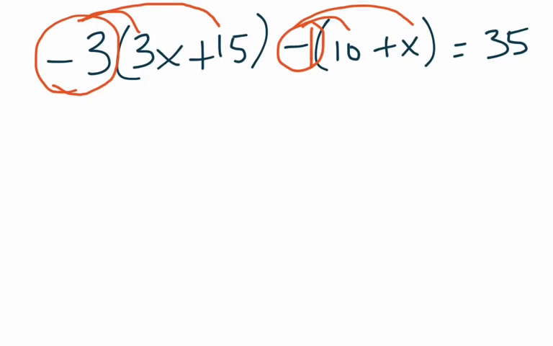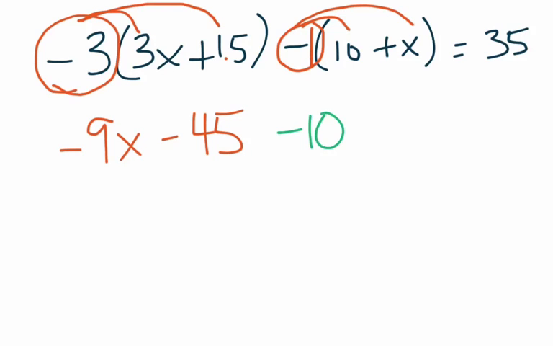So let's go ahead and go through this. So we got -3 times 3x. That's going to give us a -9x. Then we have -3 times 15. That's going to give us a -45. I'm going to switch colors here. I got -1 times 10. That's going to give me a -10. I have a -1 times x. That's going to give me a -1x. And then that equals 35.